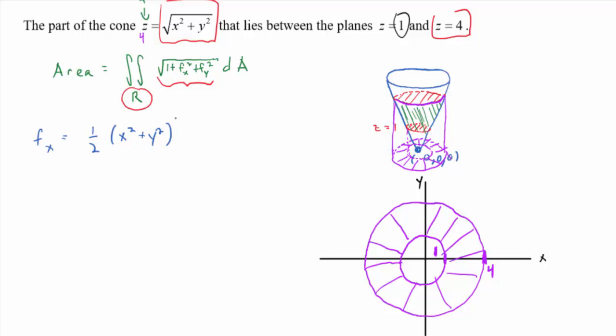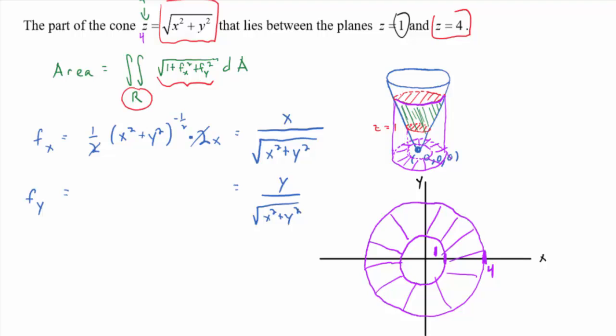X squared plus y squared to the negative 1/2, and then times 2x. And then of course the 2's cancel, so it should be x on top, divided by the square root of x squared plus y squared. And if we think in parallel, the partial with respect to y is just y on top, divided by the square root of x squared plus y squared.